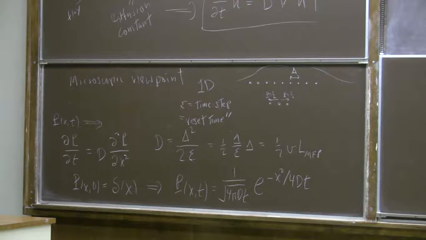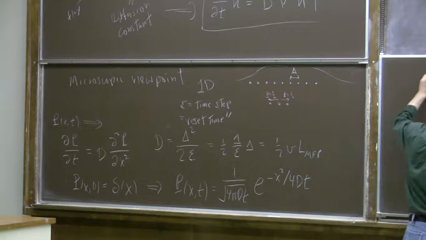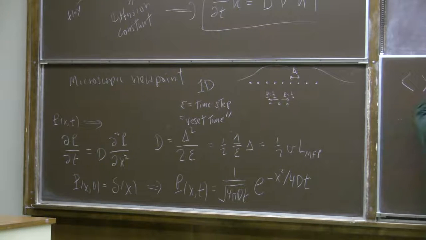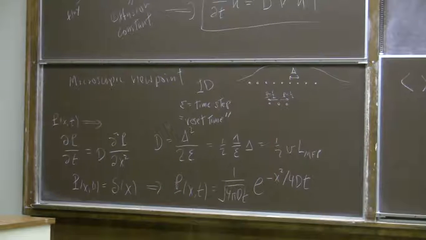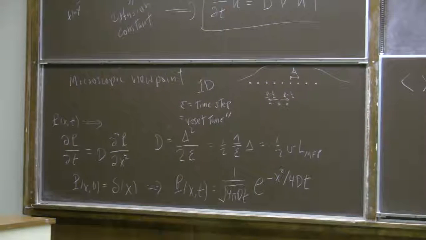We look at the root mean squared distance that the particle travels in the time t. It grows like the square root of the time, with the diffusion constant soaking up the dimensions, turning the square root of time into a distance.